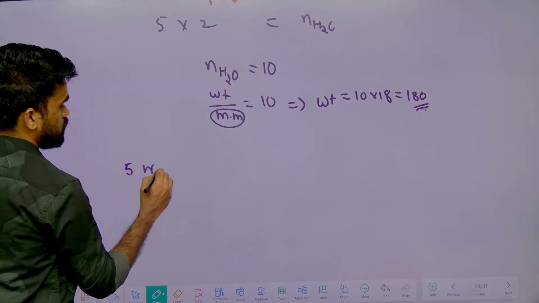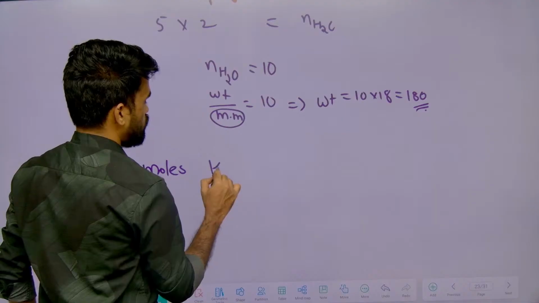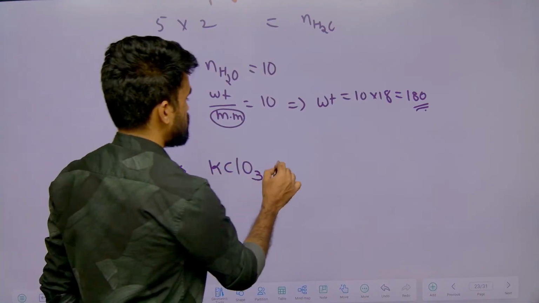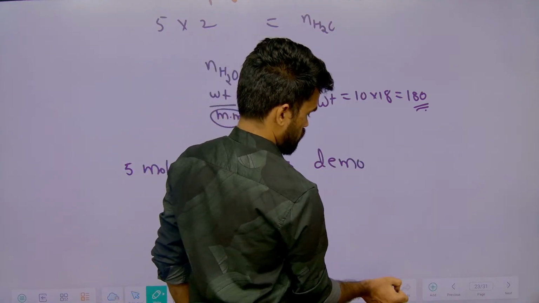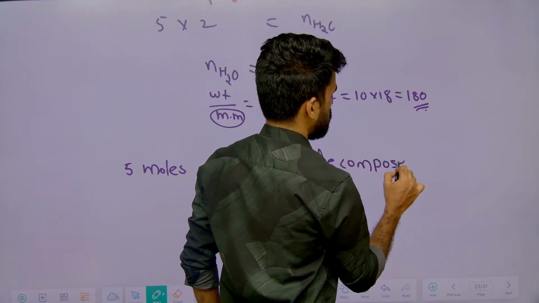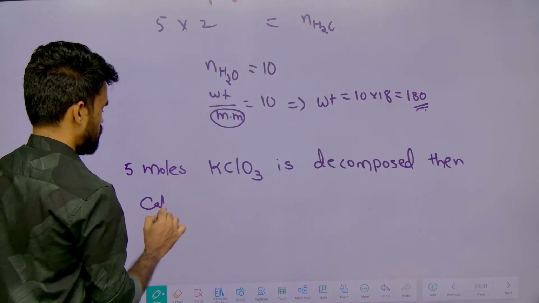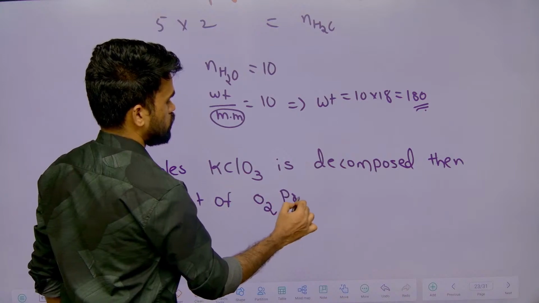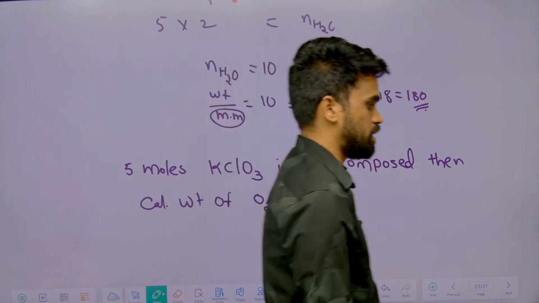5 moles of potassium chlorate. Potassium chlorate is decomposed. Then calculate the weight of O2 produced. Weight of O2 produced. Tell me this one.